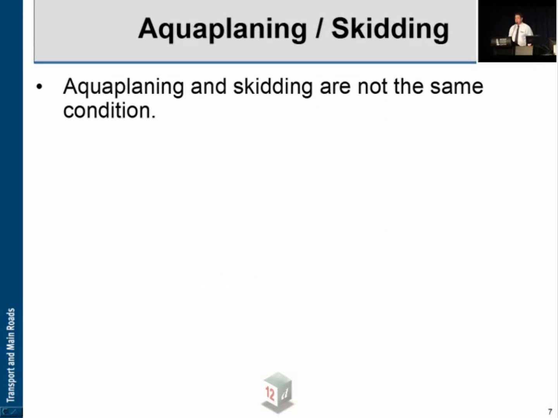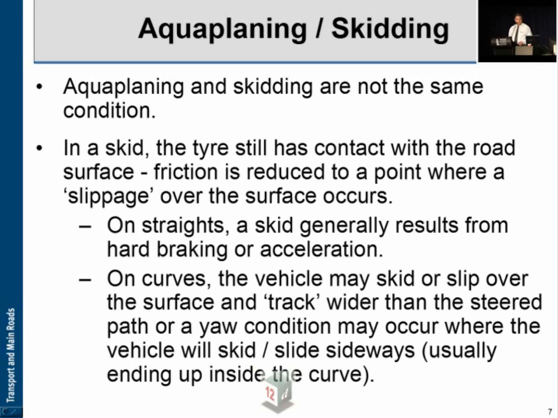Now it's important to note there is a difference between aquaplaning and skidding, as I sort of alluded to earlier. They're not the same condition, although they're very often confused. In a skid, the tyre still has contact with the road surface. Friction is reduced to a point where slippage over the surface occurs. So typically on a straight, a skid results from hard braking. It can also occur from hard acceleration. On curves, the vehicle may slip or skid over the surface and track wider than the steered path, so the vehicle starts to spin, go wider, or alternatively, the usual yaw condition where the back wheels try and catch up with the front wheels and you go sideways and the car usually ends up on the inside of the curve.